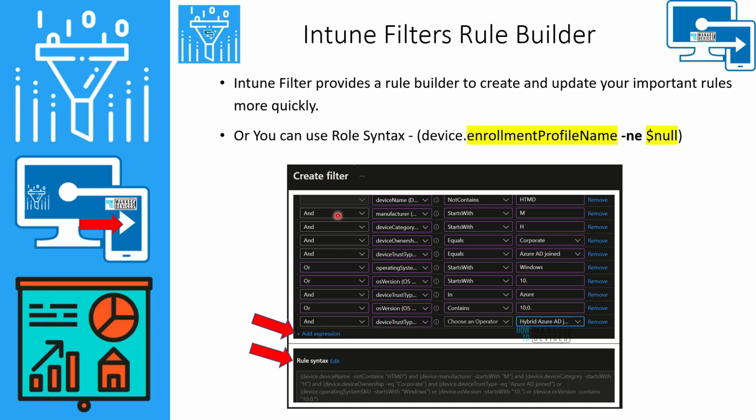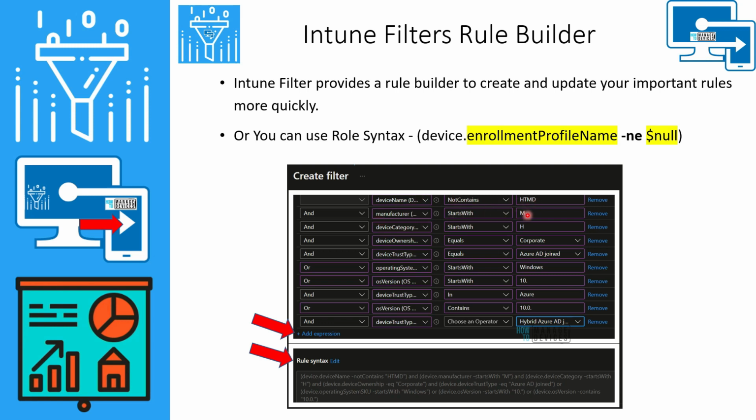There are 2 conditions. One is "and", the other one is "or". The second column is device properties and the third one is the filtering options, I would say. For example, if I take this one, device name should not contain HDMD. If the device name contains HDMD, that will get filtered out.